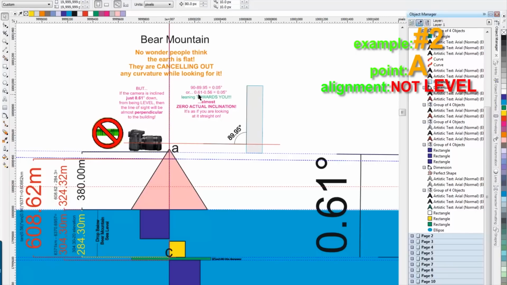The calculation, by the way, is also the difference between the angle of declination from where we're standing down towards the Empire State Building minus the 0.56 degree angle which we have between Bear Mountain and Empire State Building, which is interesting to note. Which makes me wonder why people think the Earth is flat, because if you incline your camera just over half a degree, you're cancelling out any curvature that you're looking for. Did you think about this before? Actually, the building in this scenario is leaning towards us, not away from us. That's interesting to think about.